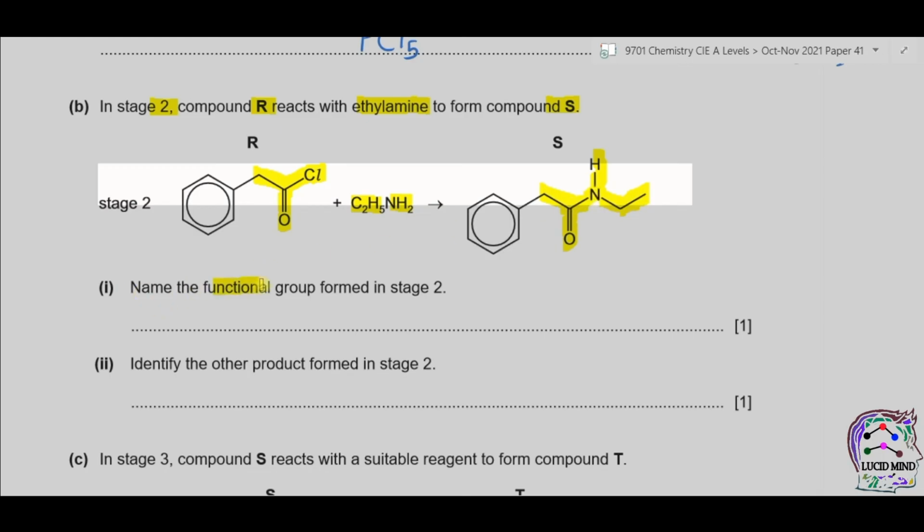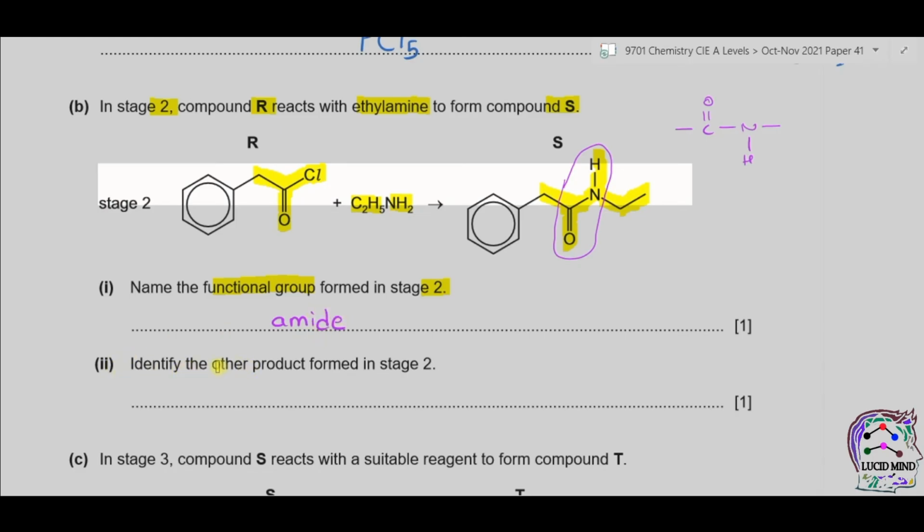Part 1, name the functional group formed in stage 2. Now we can see that the C double bond O NH functional group is present, and this is called the amide functional group. So the answer is amide.